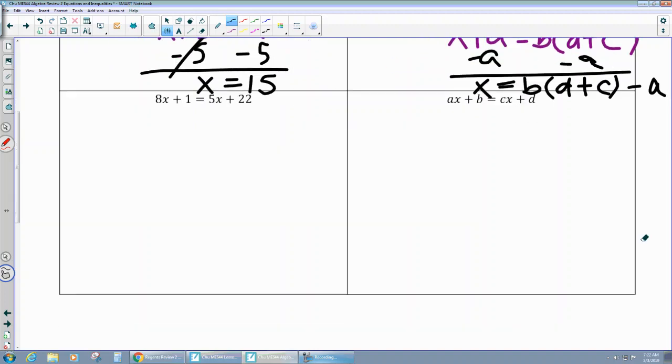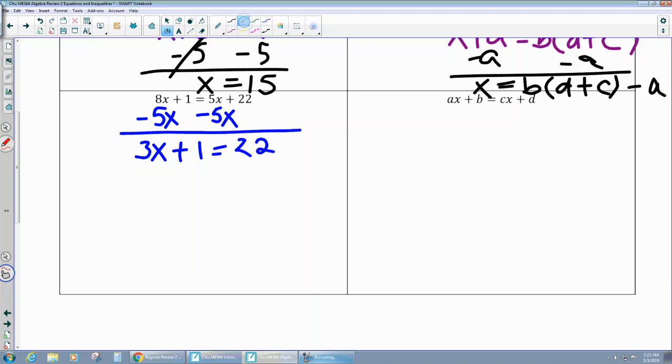Okay, let's take a look at this next problem. This next problem, I have variables on both sides. So what you're going to want to do first is bring our variable over to one side. I'm going to subtract 5x from both sides. Okay, and I get 3x plus 1 is equal to 22.